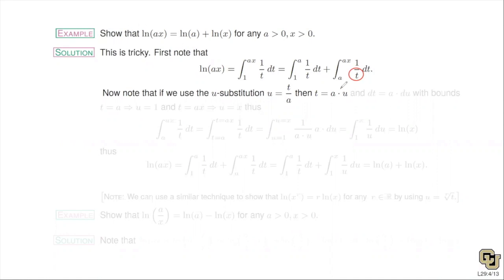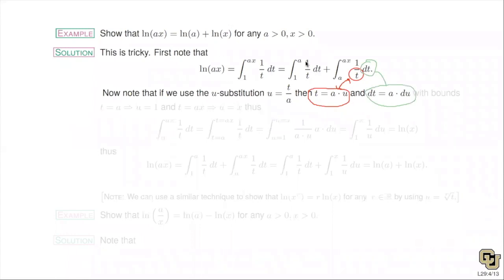So when I change the integral from the t variable to the u variable, I'm going to replace this t right here with a times u. And the other thing I need to solve for is dt. And so here, if I take the derivative of both sides, keep in mind a is a constant, I get dt equals a times du.